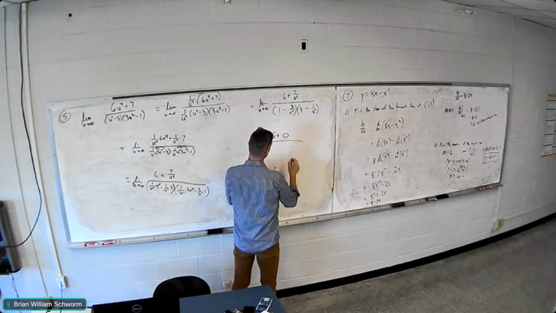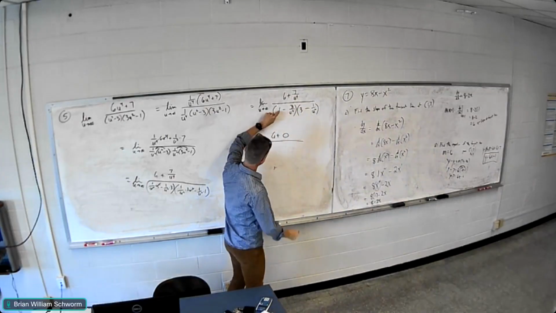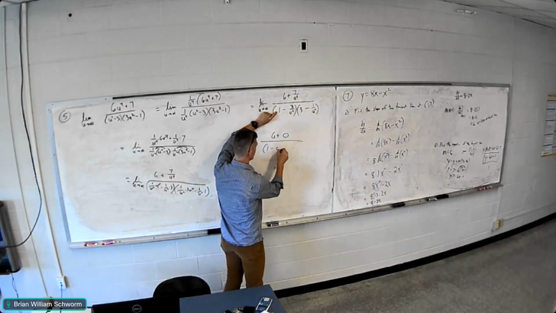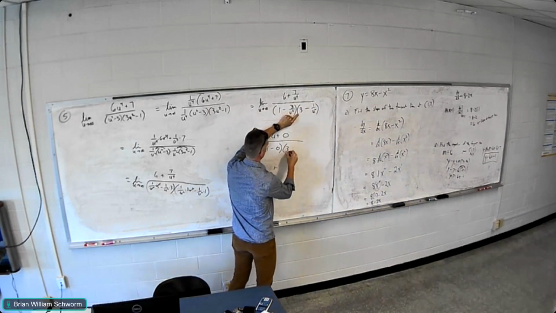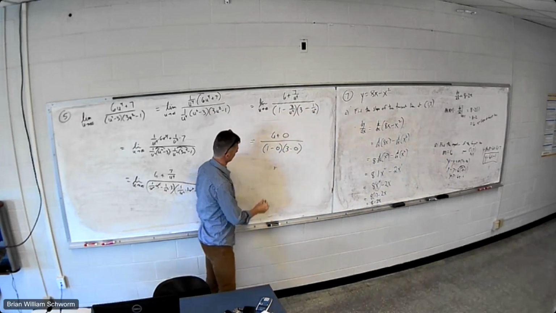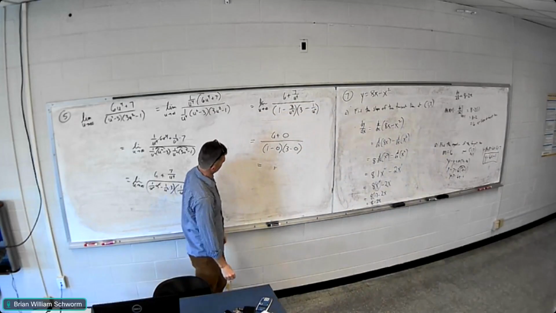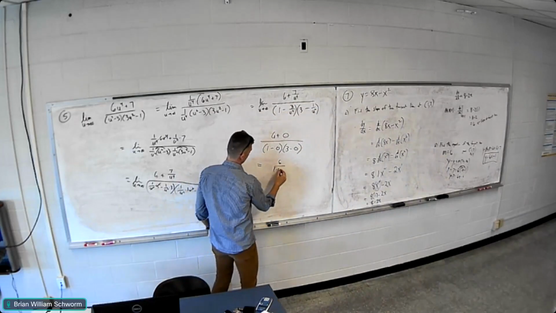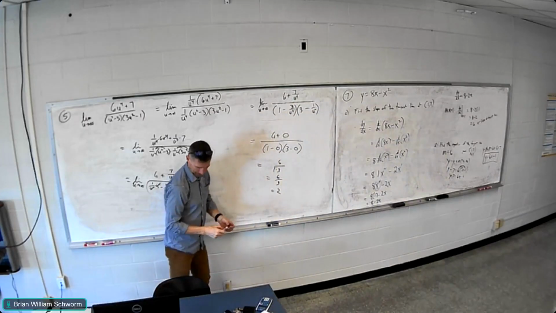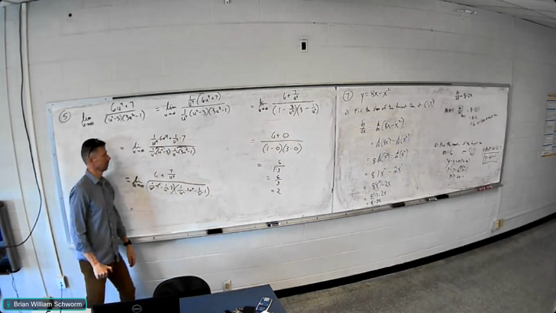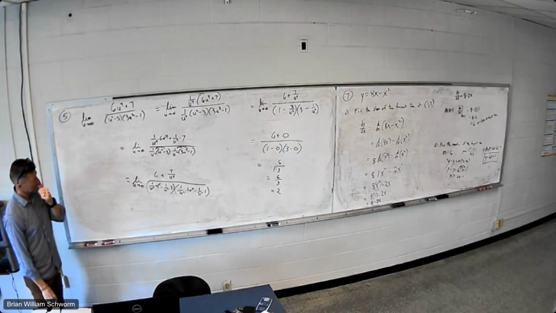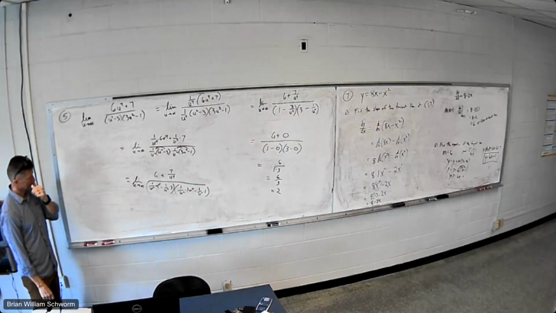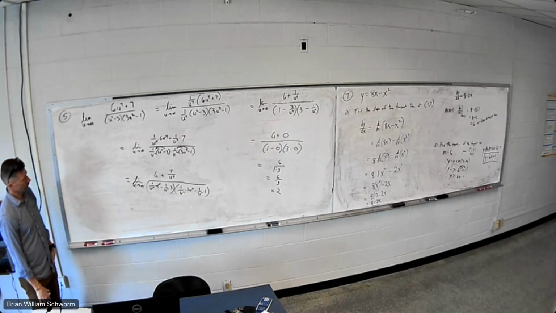6 plus 0. And this one approaches 0. 1 minus 0. 3 minus 0. 6 over 1 times 3. 6 over 3, which is 2. So the limit's 2.